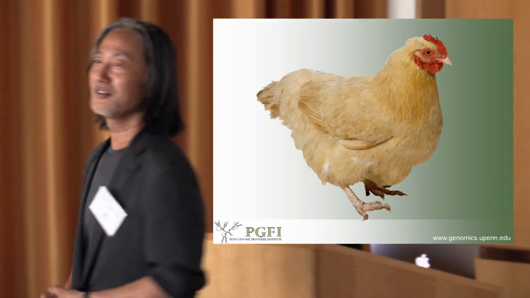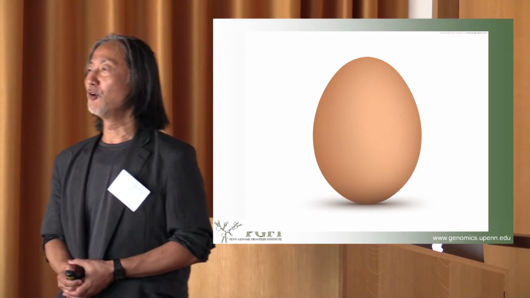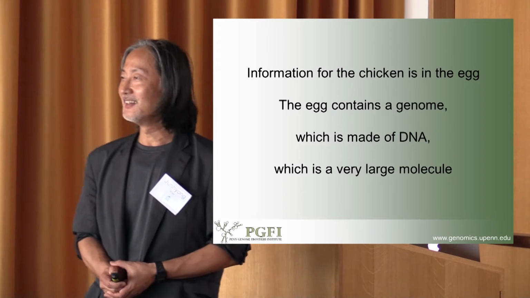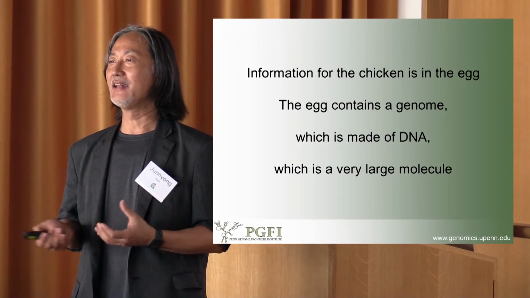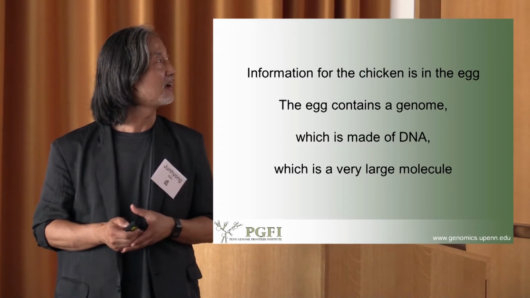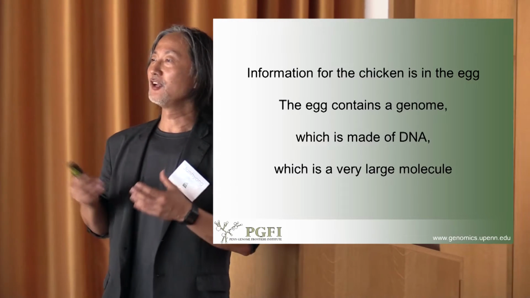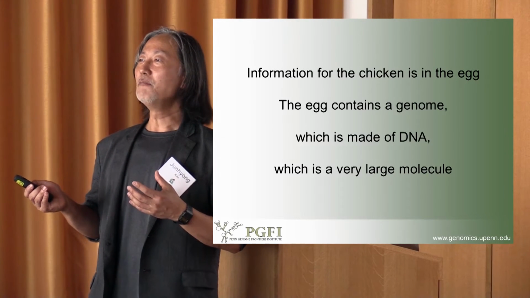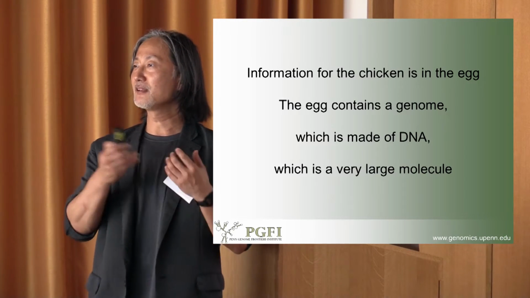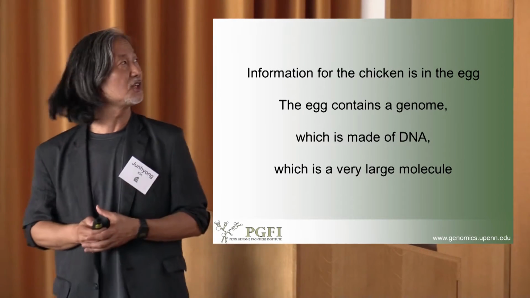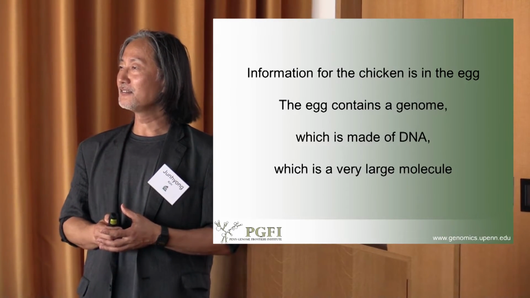So the first thing I start out with is this age-old question of the chicken or the egg. What comes first, the chicken or the egg? From the genomics point of view, what really comes first is the information that makes the egg into a chicken. That information is in the egg, which contains the genome, which is made of DNA. This is a very large molecule, which somehow, through lots of chemistry and physics, tells this egg to become this complicated organism called the chicken. So maybe in some sense, the answer is that the egg does come first.